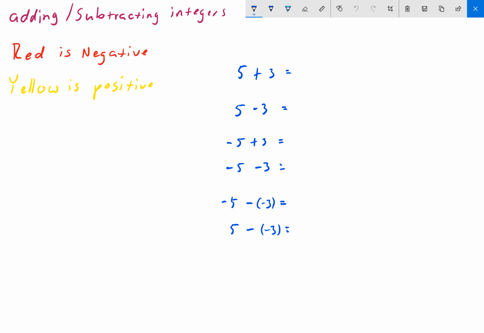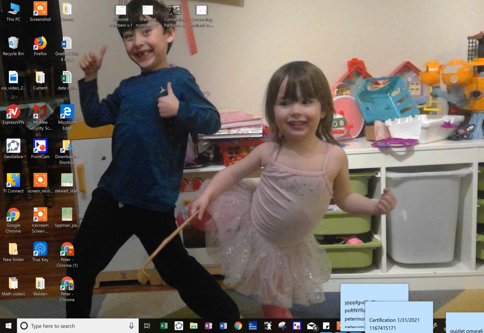I'm going to use manipulatives, and red's negative and yellow's positive. And here are the questions I have. 5 plus 3, which you should know is 8. 5 minus 3, which you should know is 2. And then a couple of other ones. So, real quick, I'm just going to show you 5 plus 3.